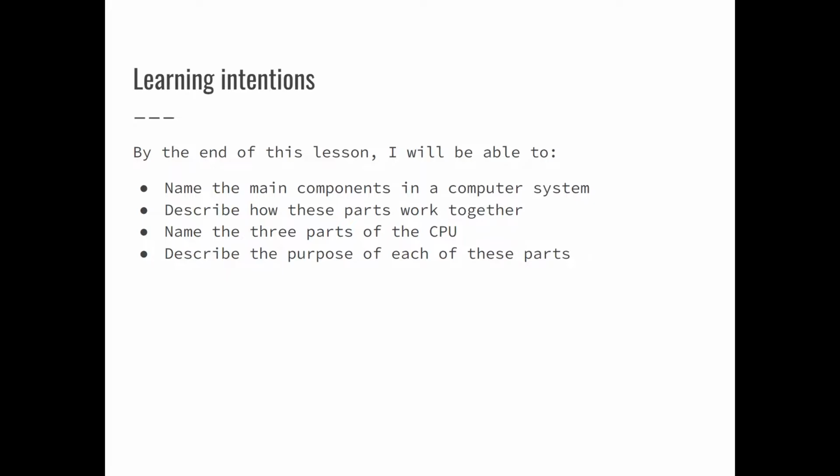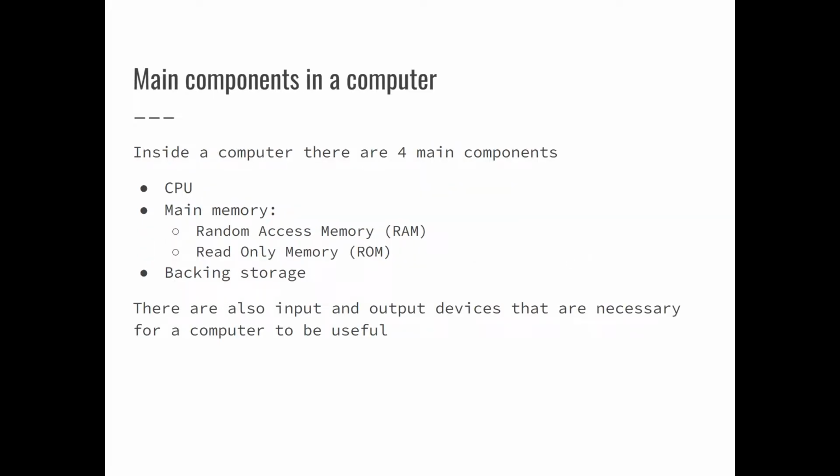Here's what we're learning. Inside a computer there are four main components. Every computer will have at least these. Obviously you can have lots more components, and you'll know lots of different parts in a computer system, but these are the four main ones. We've got the CPU, also known as the central processing unit. We've got main memory, which comes in two types: RAM and ROM, random access memory and read-only memory. And then you've got back-end storage. Again, there are other parts necessary for you to use the computer, but CPU, RAM, ROM, and back-end storage are the four main components.